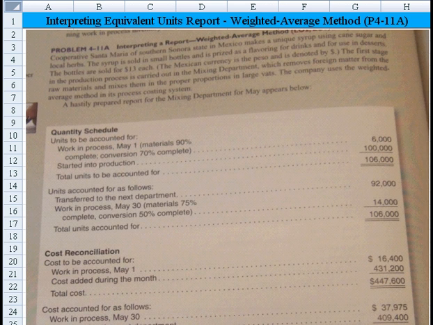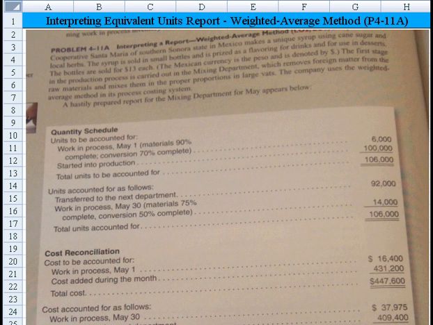Okay, let's take a look at this one where we're asked to interpret an equivalent units report using the weighted average method. And again, the screen picture isn't the greatest, so let me read problem 4-11A to you.